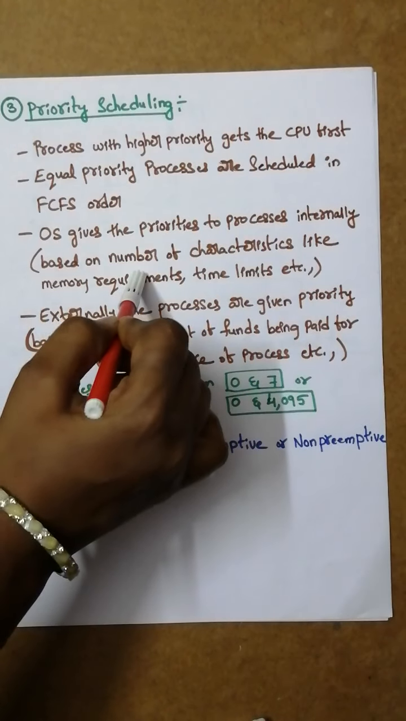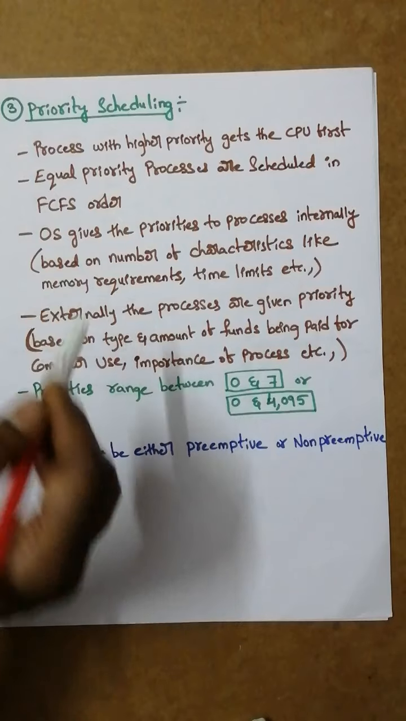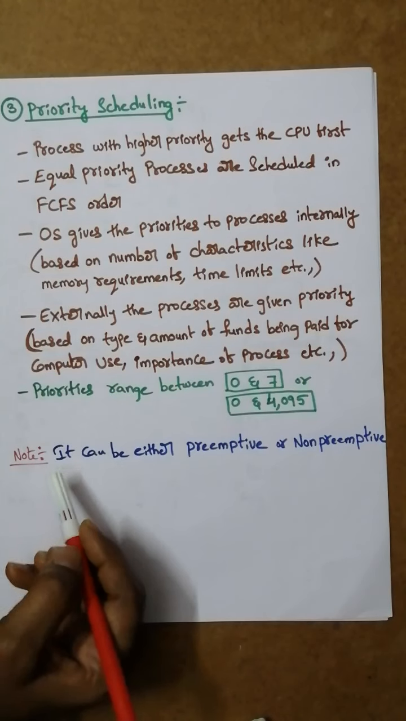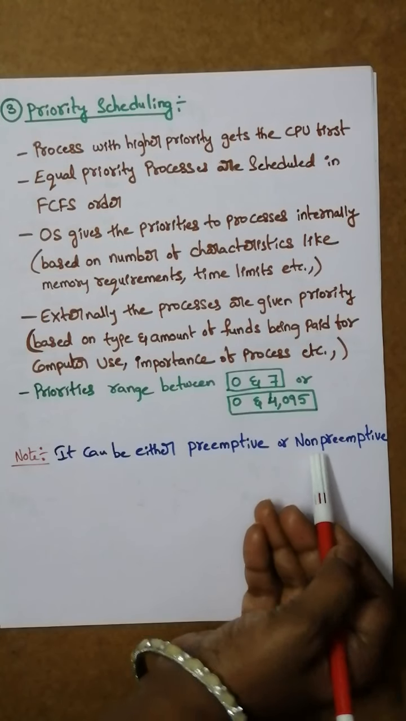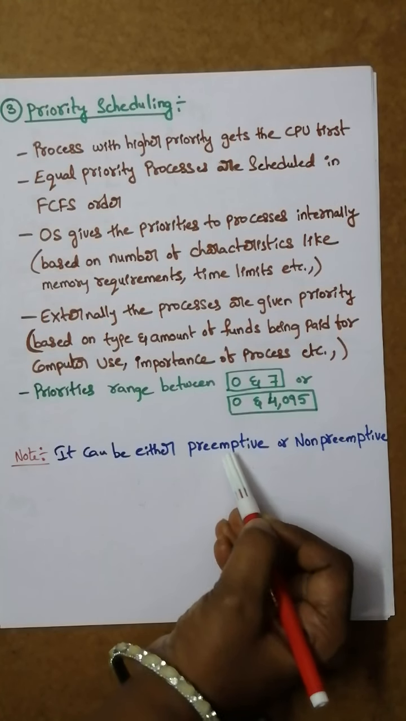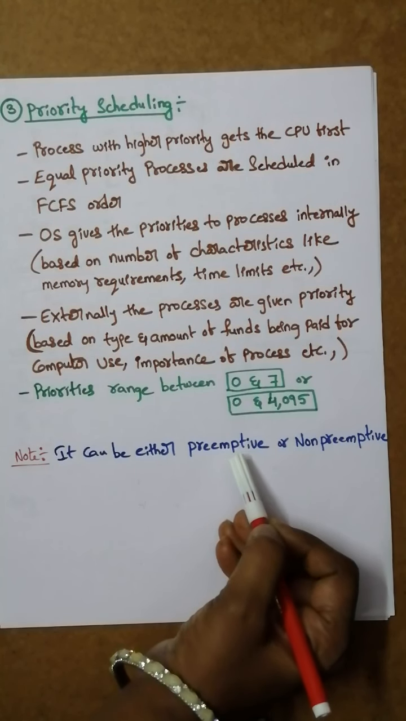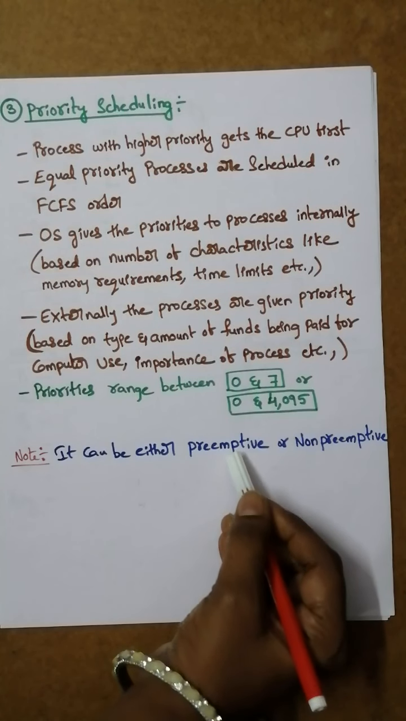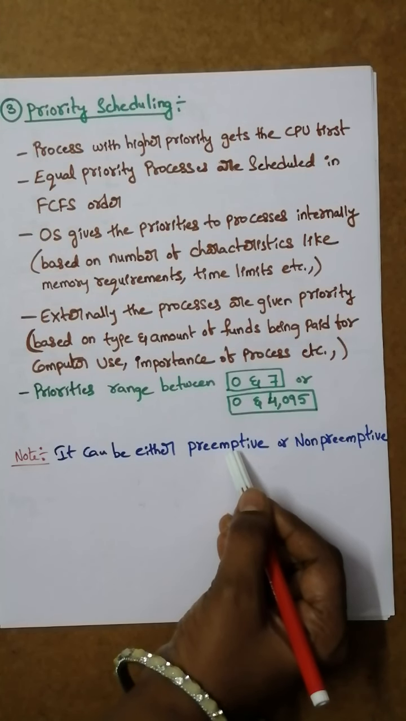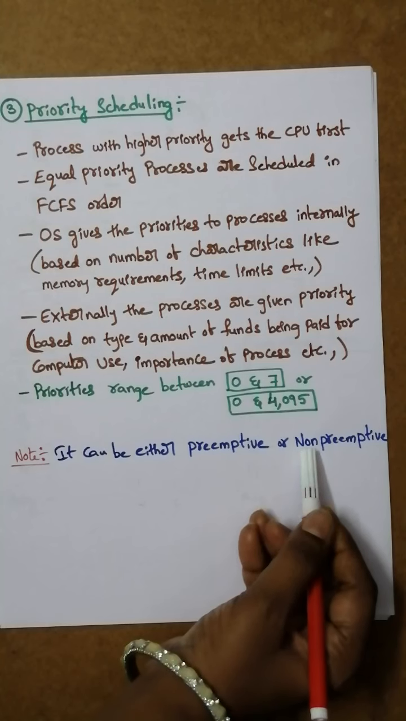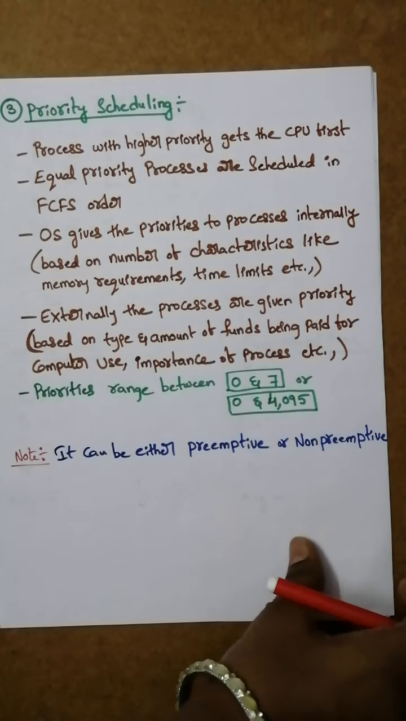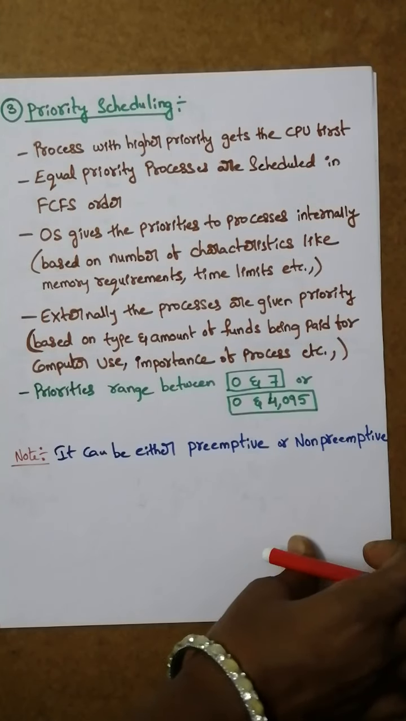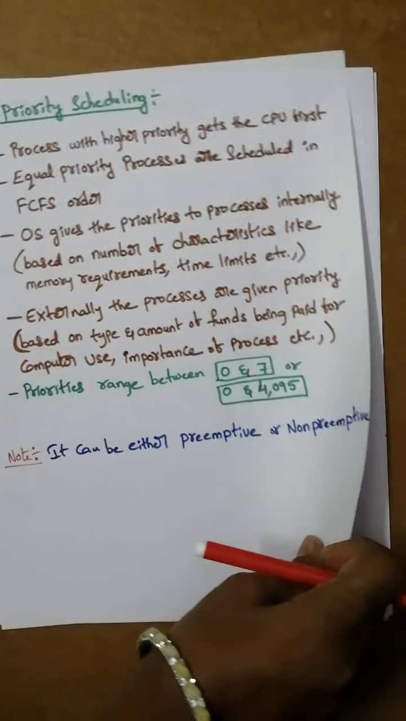So based on the priority, the CPU will be assigned to the process. We have to remember that priority scheduling can be preemptive or non-preemptive. Preemptive means it can release the CPU in between the execution if a higher priority process comes into the queue, and non-preemptive means the process will not release the CPU until it completes the execution. So this is about priority scheduling. Now let's see one example of this.